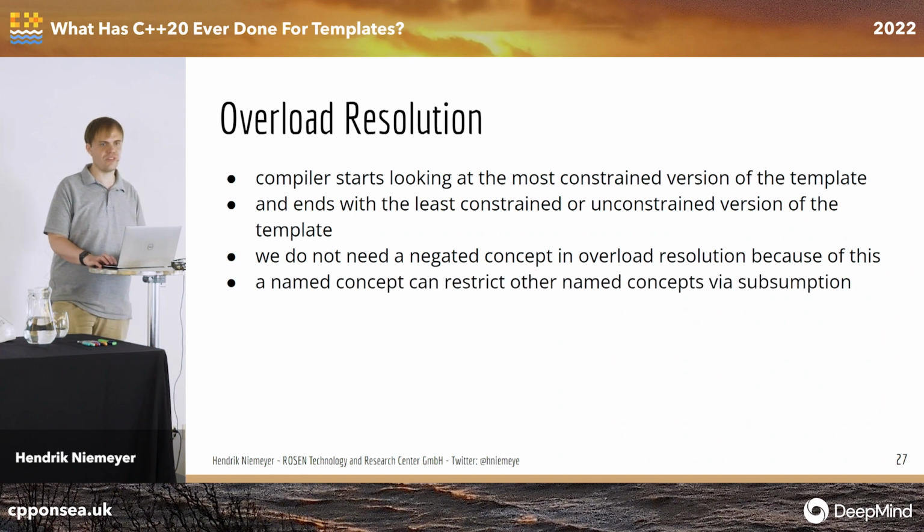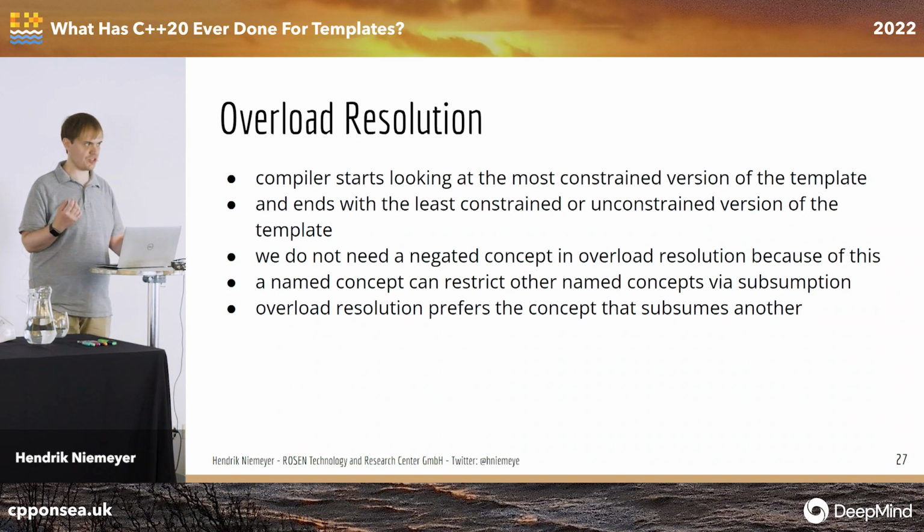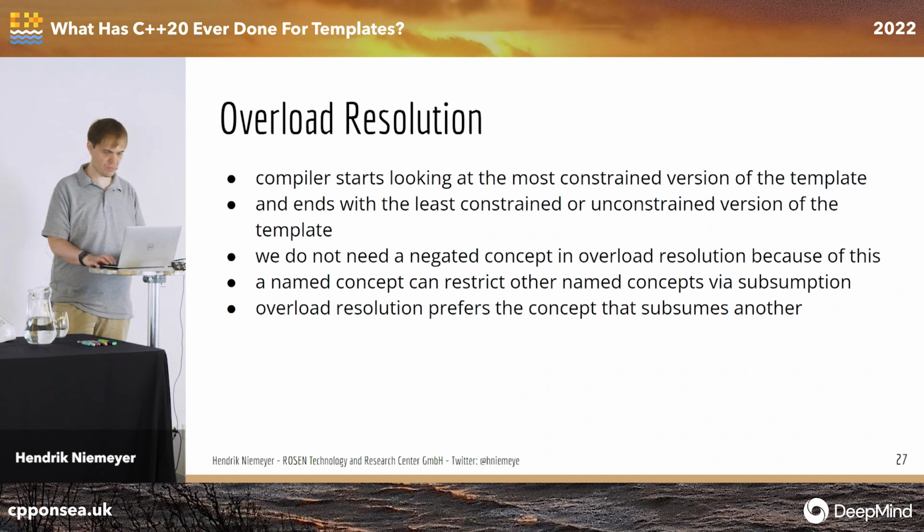And the other cool thing is a named concept can restrict other named concepts via subsumption, which means that if I have a concept A and then something else, and we have two function templates, one which is A and one which is A and something else, then the compiler can figure out that A and something else needs to be picked, although the other one is also fulfilled, because A is fulfilled when A and something else is fulfilled. But we will see examples for that. And the overload resolution, as I just said, will prefer the concept that subsumes another, so which is more than just one thing.